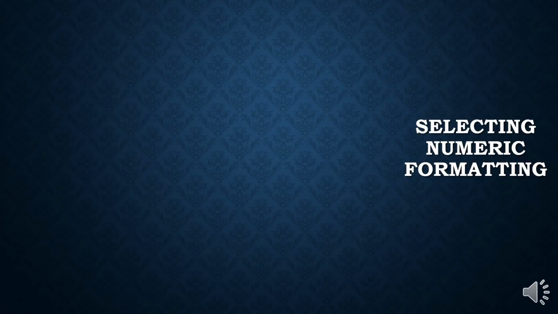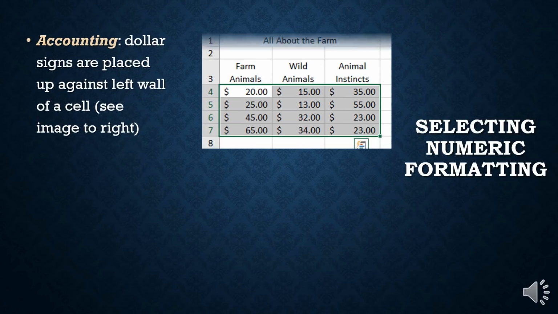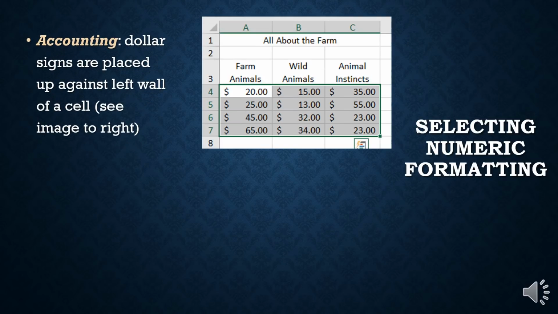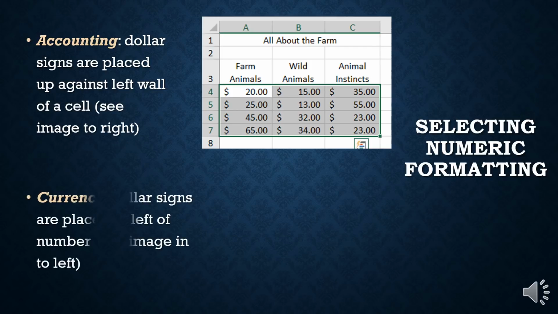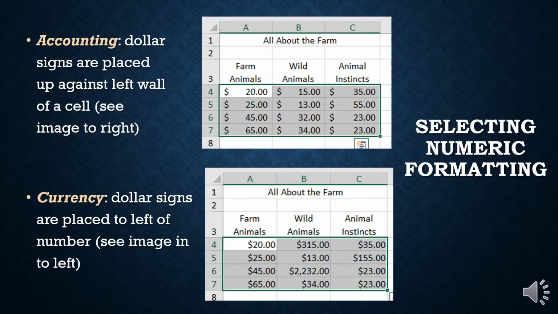Selecting numeric formatting. If you select the accounting numeric formatting, the dollar signs are placed up against the left wall of the cell, whereas the numbers are placed to the right. Currency places dollar signs up against the numbers. So if you look at that image, you're going to see instead of the dollar signs being on the left wall, they are right up against the actual numbers.